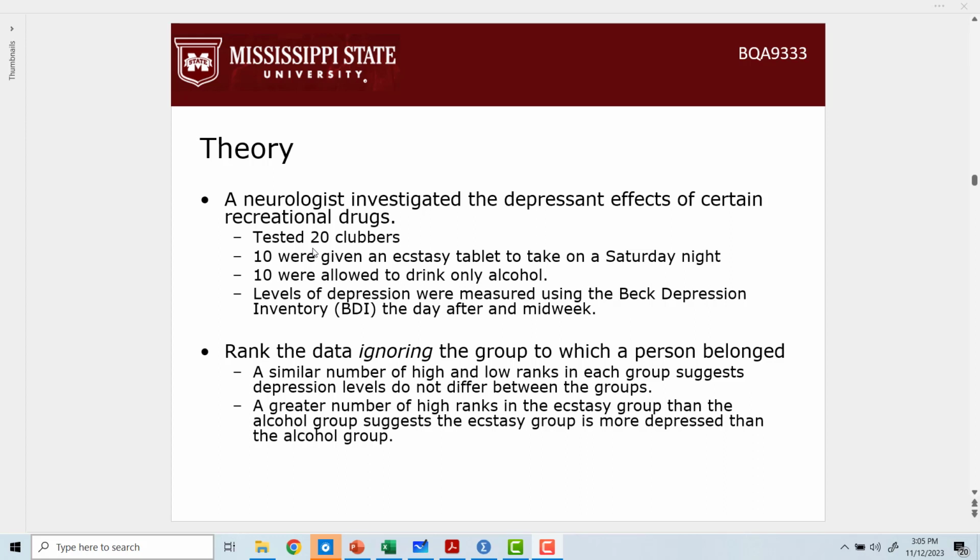So they were measured on the Beck depression inventory at two stages: directly after they've been out the night before, and also 4 to 5 days later. So there's basically almost four sets of measurements here. So let's just have a look.